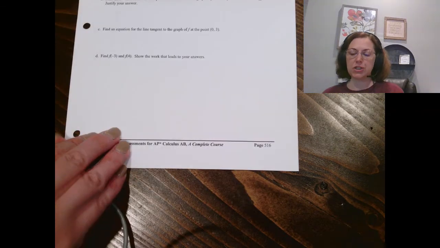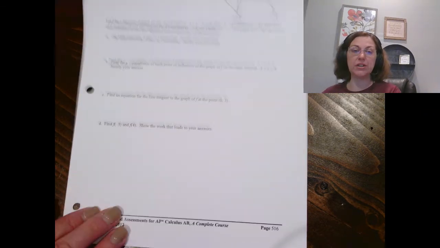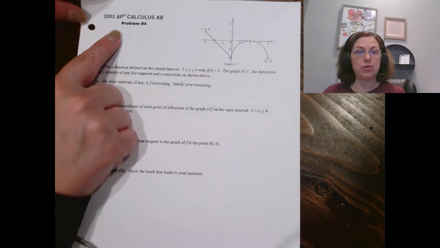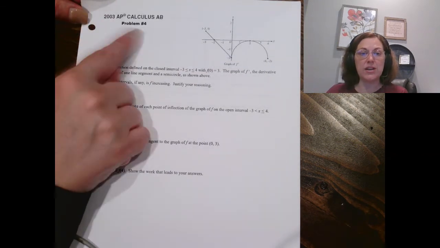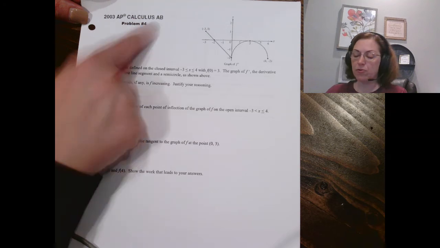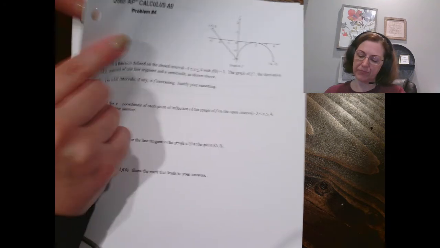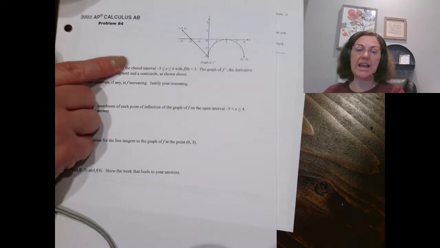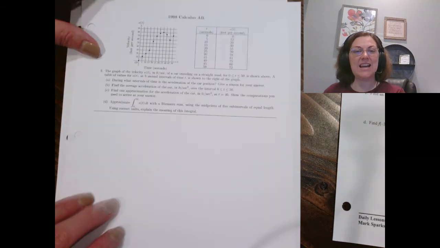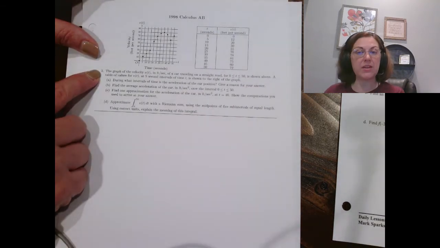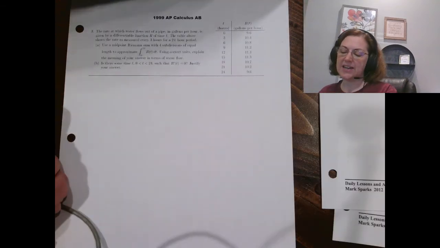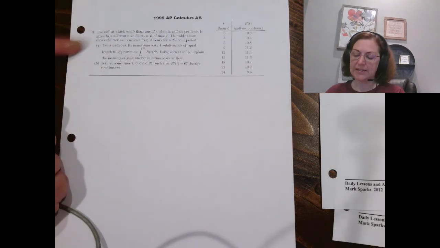Now, there are 2 AP questions that are really nice for this topic that I will link the solutions to below. So it's the 2003 problem number 4 on the AB exam. Oh, sorry, there's 3 of them. It's the 1998. Let me make sure you can see that. The 1998 AB number 3. I'll also link those solutions below. And the 1999 AB exam number 3 as well.